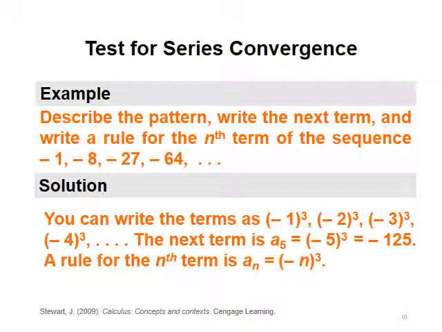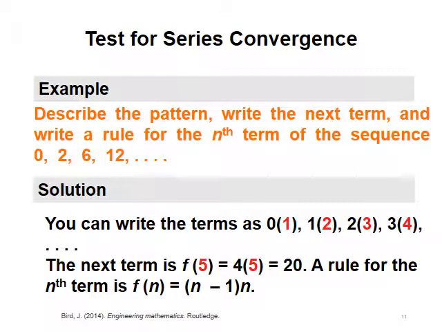Okay, so we can write it in this way. Either put the minus outside and write inside n raised to power 3, right? So 1 to power 3, 2 to power 3, 3 to power 3 will give you the numbers here, the items in the sequence. Describe the pattern, write the next term, and write the rule for the nth term of the sequence.